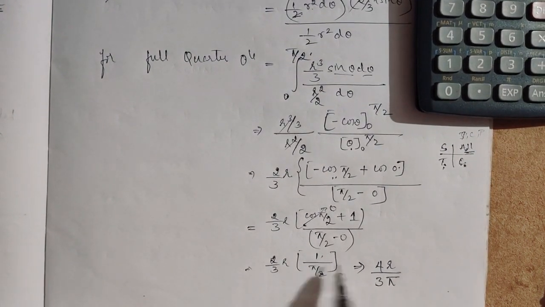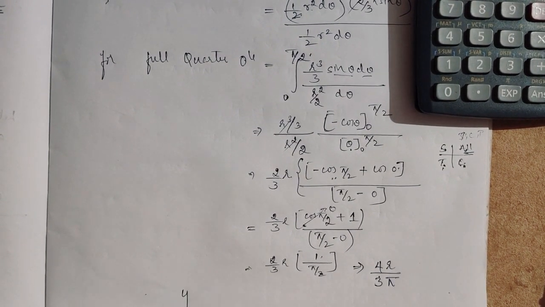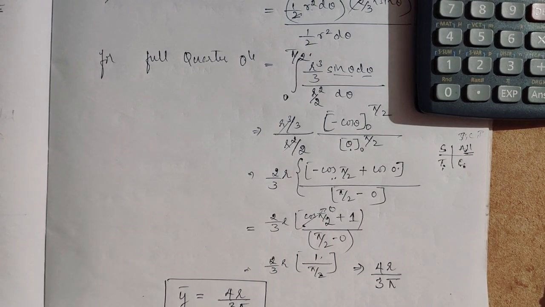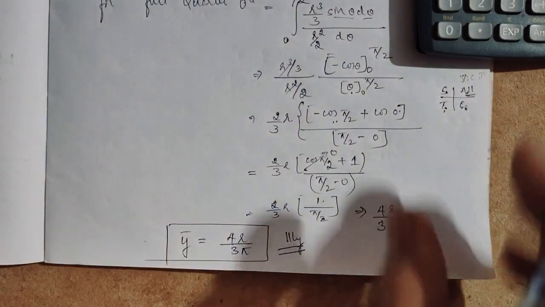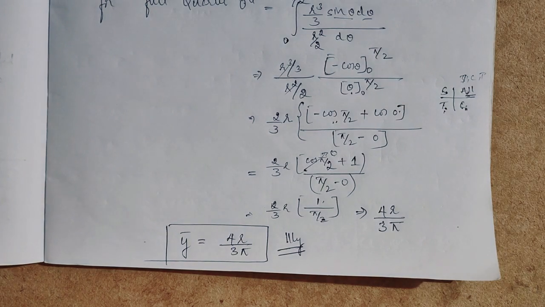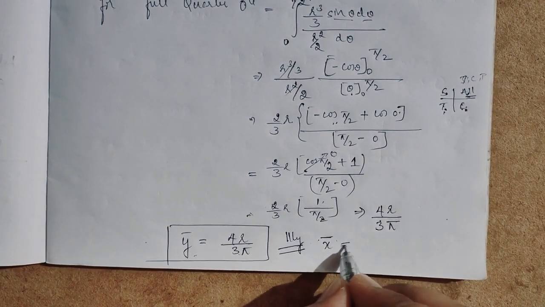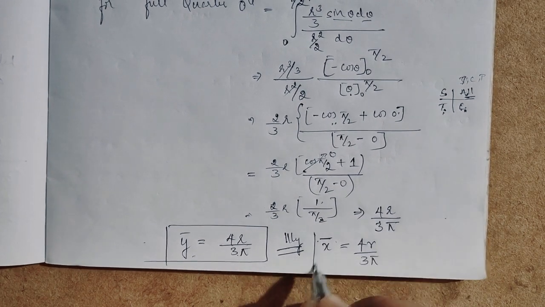Okay, it will go upward, it will become 4r by 3 pi. So the y bar for the quarter circle is also the same, 4r by 3 pi. The centroid for the quarter circle will be the same, 4r by 3 pi. Similarly we can show, for y bar it is 4r by 3 pi, and for x bar it would be 4r by 3 pi only.